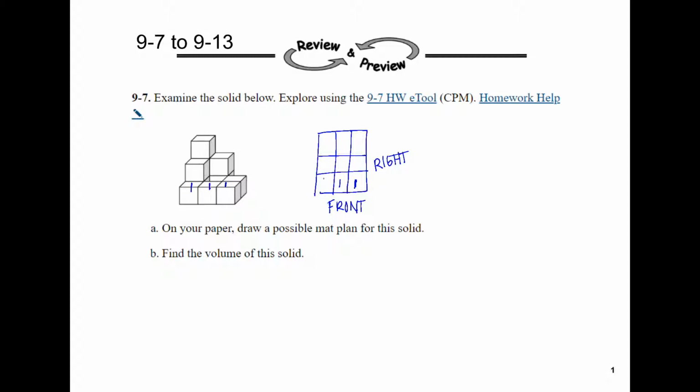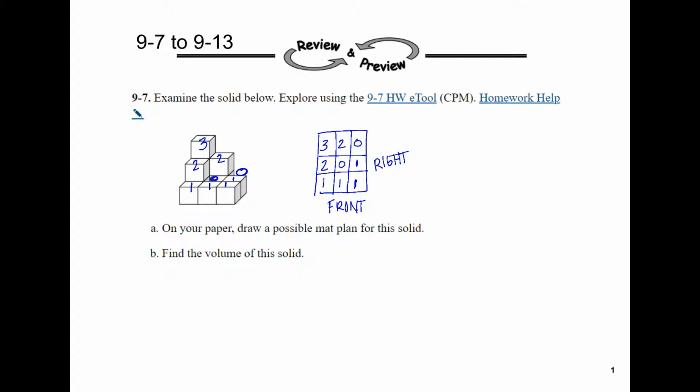1 cube. I see 2 cubes looking down on this stack, 3 cubes looking down on this stack, assuming that there is no floating cubes, 2 cubes on this back stack. I see 0 cubes. I also see 0 cubes right here and 1 cube right here.